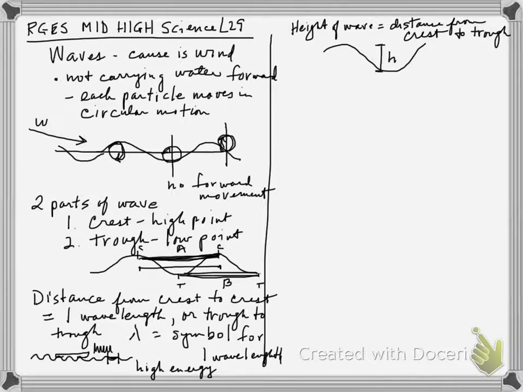Now, when we talk about the height of a wave, this would be the distance from the crest all the way to the place of the trough. So if you measure this little distance here, from the top, the crest line, down to the trough, there you've got the height.